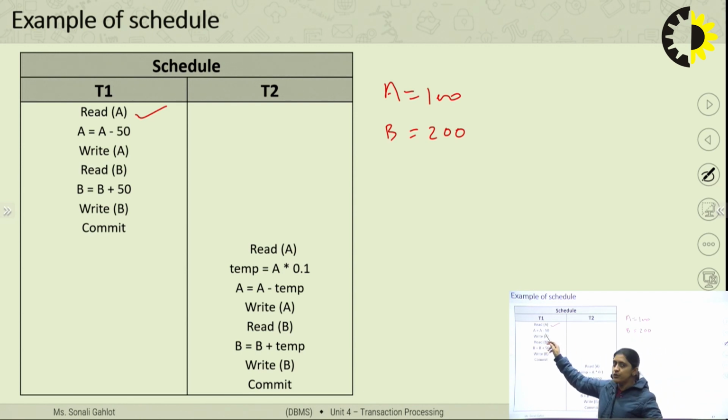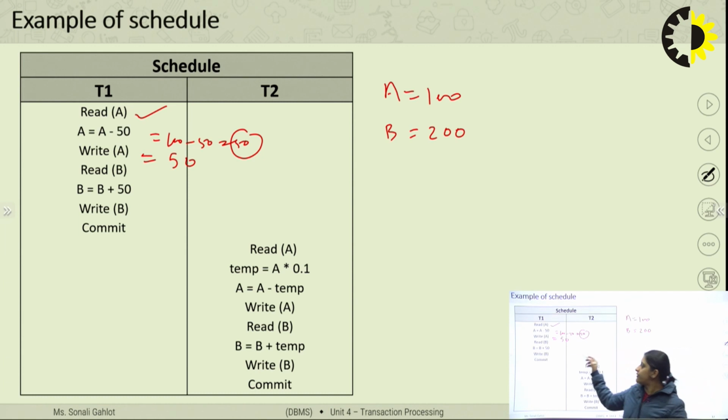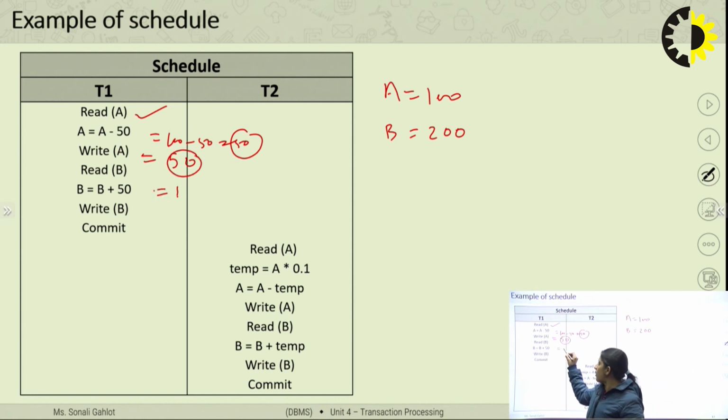Next we subtract 50 from the value of A, so A contains 100 minus 50, that is 50. Now the value of A is 50, and we write A, that is 50. Now we read B, and B here is 200. After that we add the value of A to B, so B becomes 150, and we write B and commit this transaction T1.